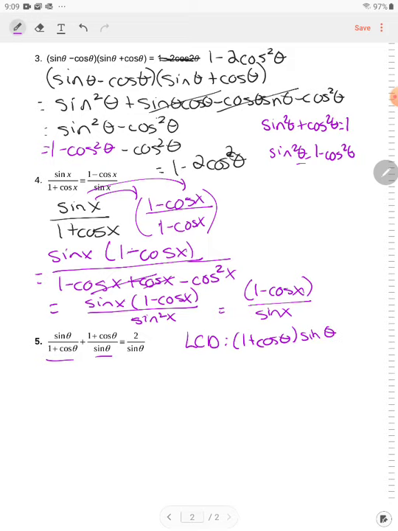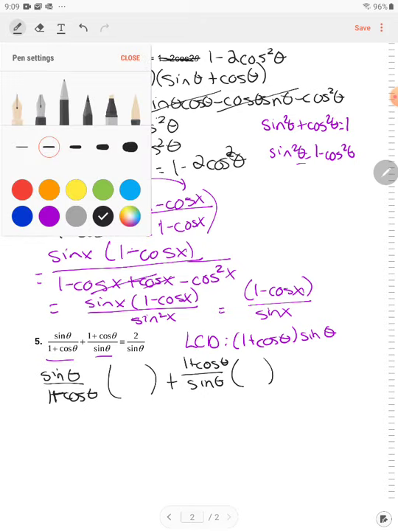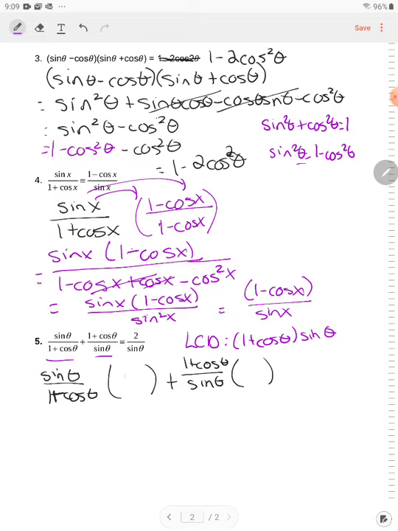Okay, so we have sine of theta over 1 plus cosine of theta. And we're going to multiply. Plus 1 plus cosine of theta over sine of theta. And again, we're going to multiply so that we have that common denominator. If you notice, you have the 1 plus cosine theta, so I'm going to multiply by sine over sine. That's 1. Here I'm going to multiply by 1 plus cosine of theta over 1 plus cosine of theta.